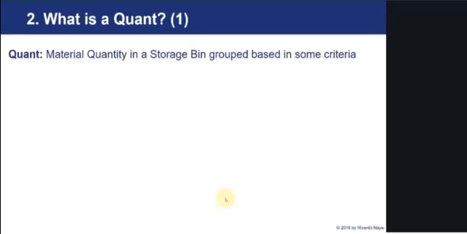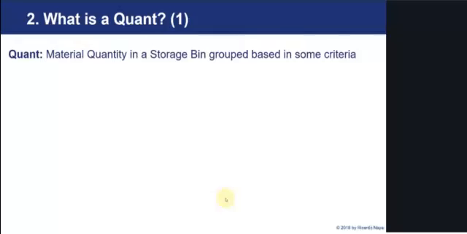So what is a quant? A quant is a material quantity in a storage bin grouped based on some criteria. At the end, when we are going to manage quantities of stock in our warehouse, we need some way of grouping them for moving them in groups. For instance, we could manage one unit at a time, but if we group them in boxes, it's going to be easier just to move the complete box. So this is the same concept.